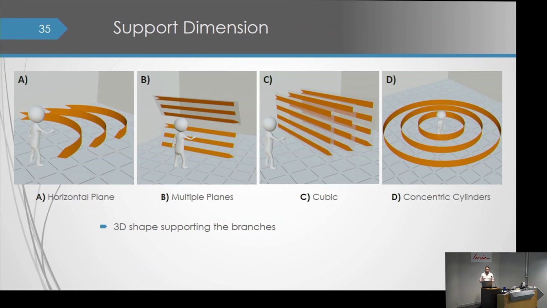Next, let's talk about the support dimension. The idea of this dimension is to have a 3D shape that will support the timeline branches in the 3D environment. So we talked about the layouts that could involve partition of the timeline. Here the support dimension defines in which 3D shape they will be displayed. First we have a horizontal plane support that could allow the users not to have to do vertical movements, which might be quite uncomfortable.